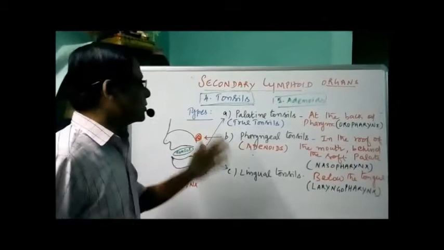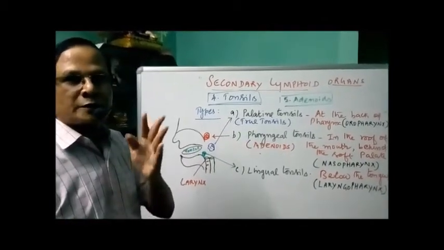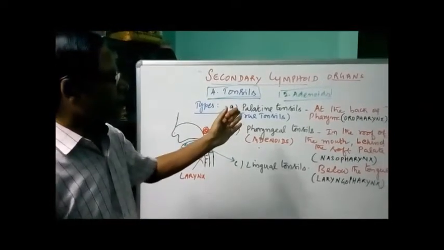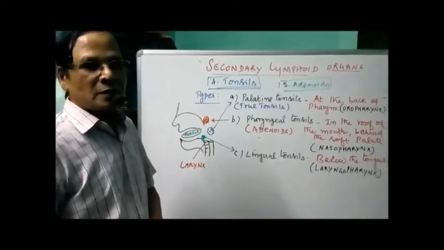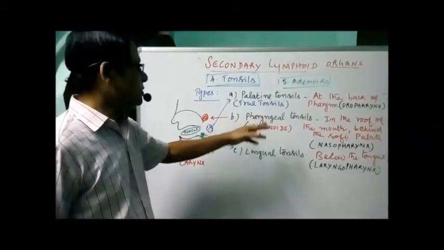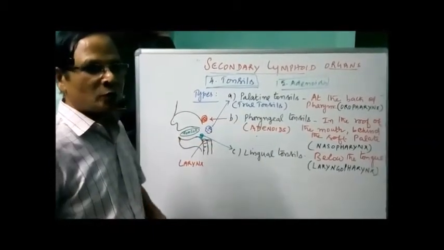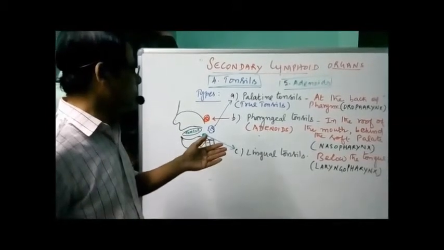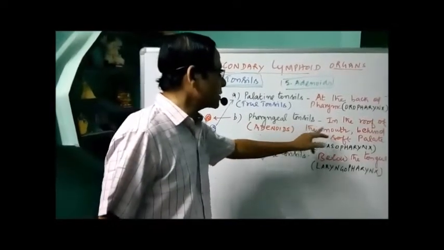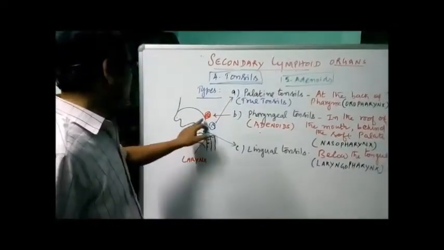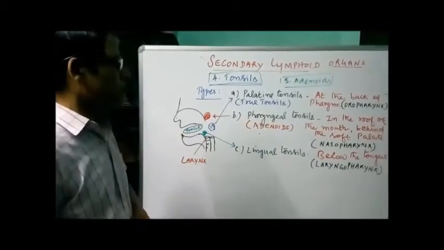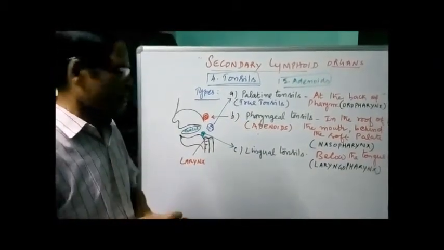Now if you take the tonsils, there are three different types of tonsils. One, the palatine tonsils, present at the back of the pharynx, that is in the oropharyngeal region. Then the next one, the pharyngeal tonsils, which are called adenoids. They are present in the roof of the mouth behind the soft palate. This is the soft palate, and this is the area where you have the pharyngeal tonsils, found in the nasopharynx region.